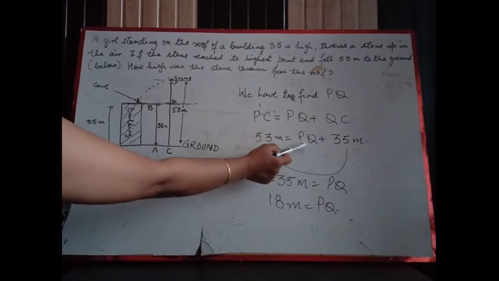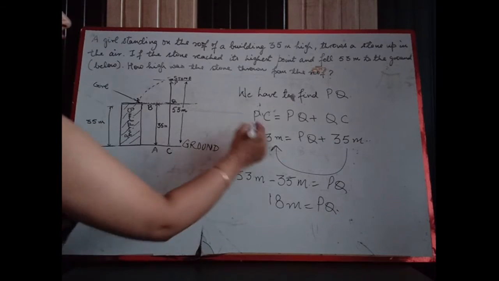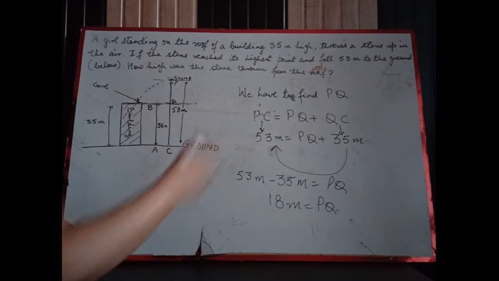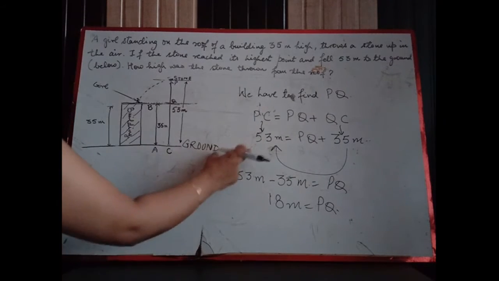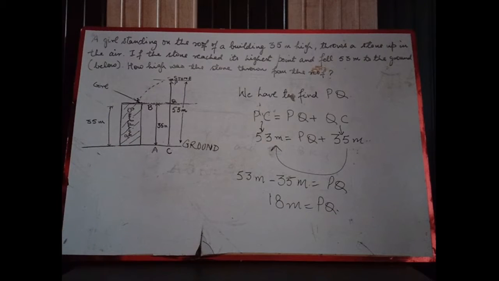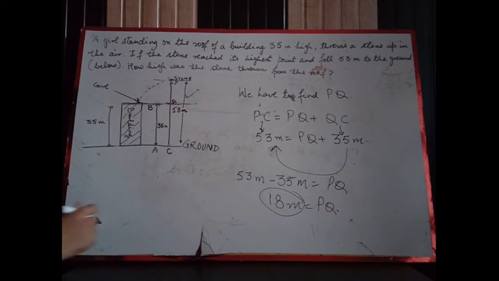PQ we don't know, so we will leave it as it is. QC is 35 meters. So in place of PQ we have written this, in place of QC we have written this. This 35 will come on this side and it will become 53 minus 35 is equal to PQ. So from here we will get the value of PQ. PQ is 18 meters. So this distance is 18 meters.